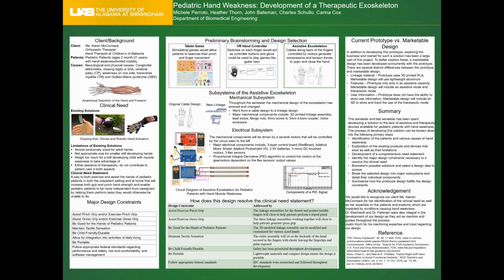First is linkage material. The prototype uses 3D printed PLA, but we plan to use lightweight aluminum in the final marketable design. Then there are the features. The prototype acts only in an assistive capacity, but the marketable design will include an assistive mode and a therapeutic mode to hit both the assistive and therapeutic/exercise needs in the design constraints.